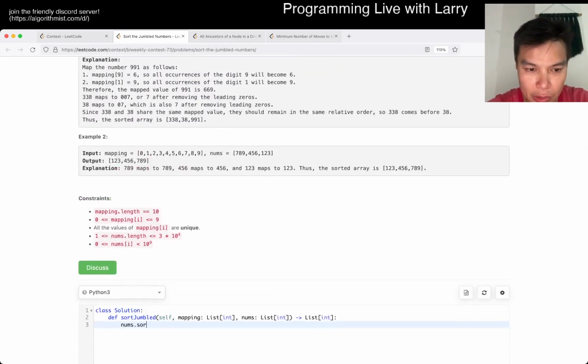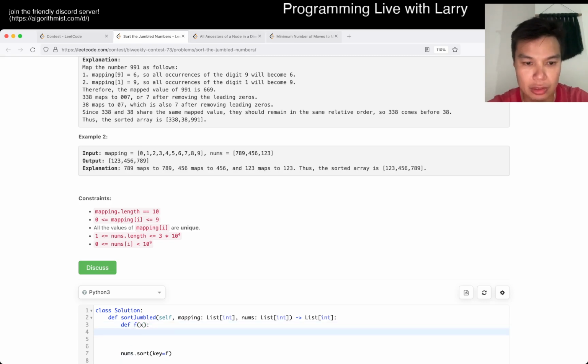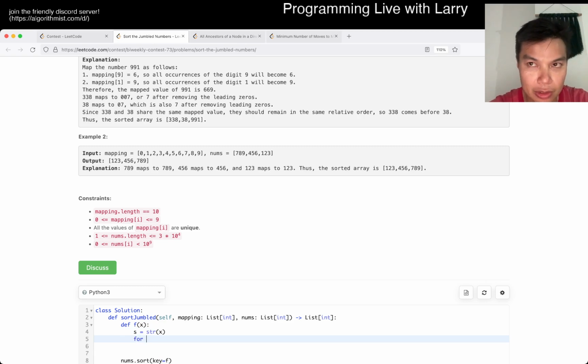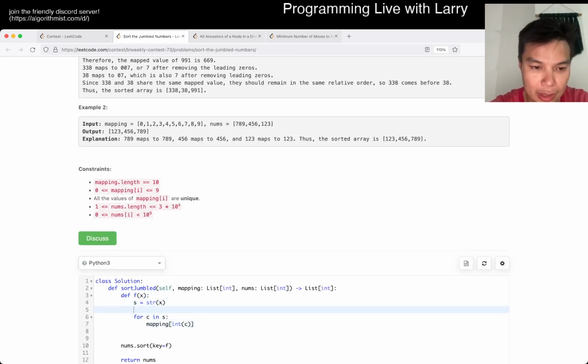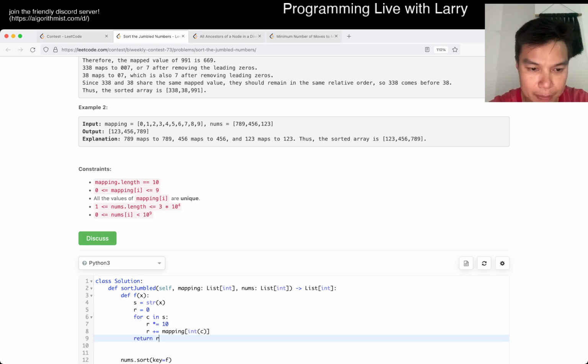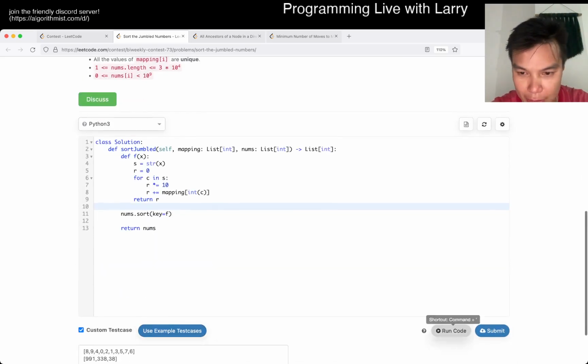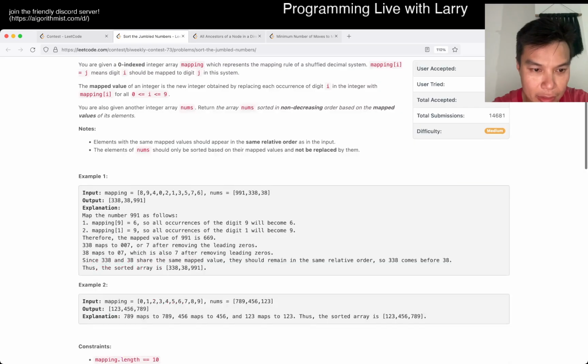So that means that we do a nums sort with key equal to, let's just say f, and then return nums, and then now we have a def of f, which is of the key x, and then x, so let's just convert it to a string. For c in s, we have mapping of int of c. R is equal to 0, R and R, okay. I think this should be good, maybe. 338, 3891, 12. Okay, let's go.